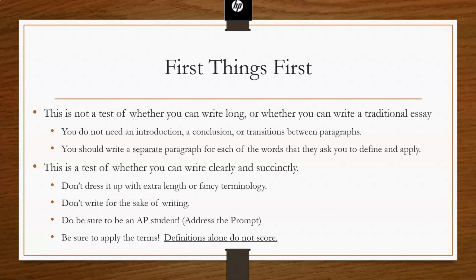When you're writing, make sure that you don't simply define terms. That's not enough unless you're explicitly asked for a definition. Always assume that you need to apply what you're writing. This is also a test of you being able to write clearly and succinctly. Succinctly means you should say enough, but not too much. You don't need to dress it up with extra length or fancy terminology. Say what you mean. It's not about knowing the best synonym or using the biggest words. So don't write for the sake of writing.